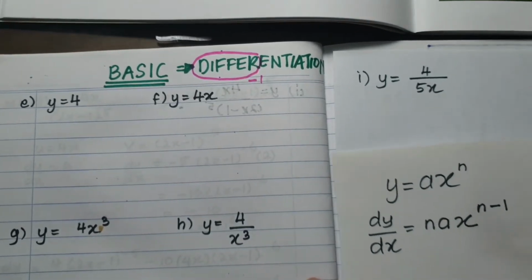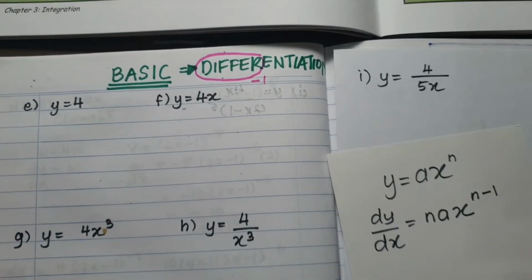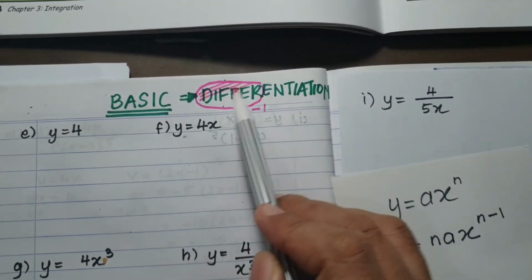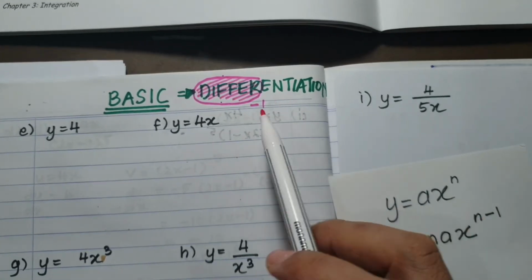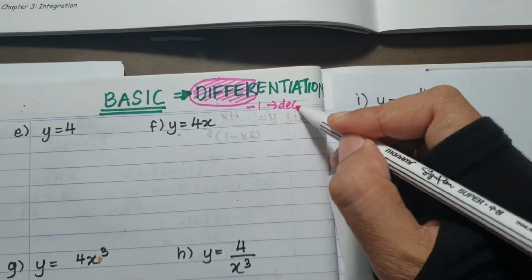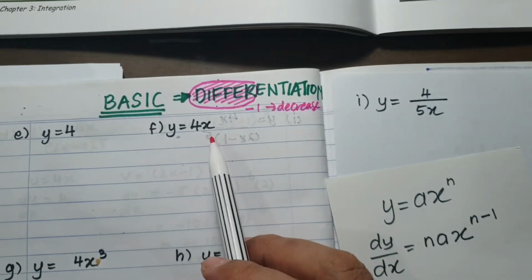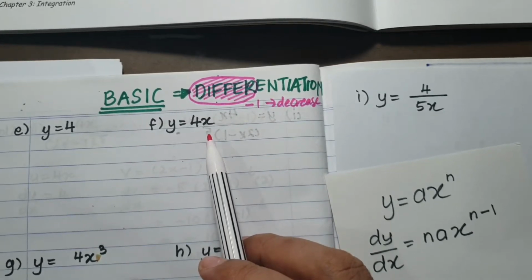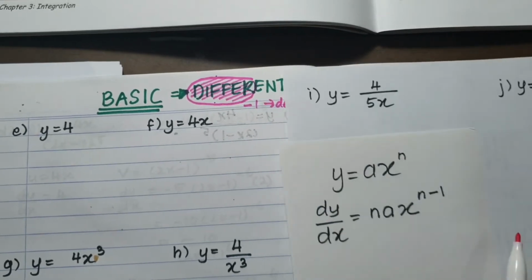Let's see the basic concept of differentiation. Before we start, from the word differentiation, you have "differ". Differ means beza dalam BM. Beza means you need to minus. Once minus means you need to decrease. That's why we always decrease the index by 1. So this is the basic formula of differentiation.